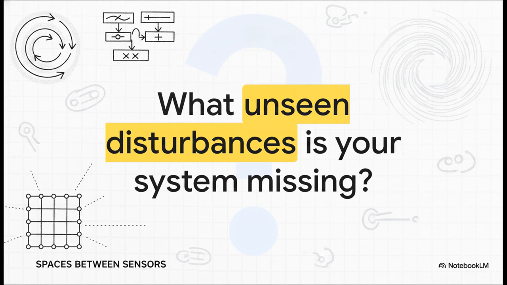But I want to leave you with a provocative thought as you look at your own theoretical processes. If feed-forward anticipates the disturbances we know about, and feedback reacts to the ones we don't, what unseen disturbances is your control system completely missing? What vulnerabilities are hiding right there in the spaces between your sensors?